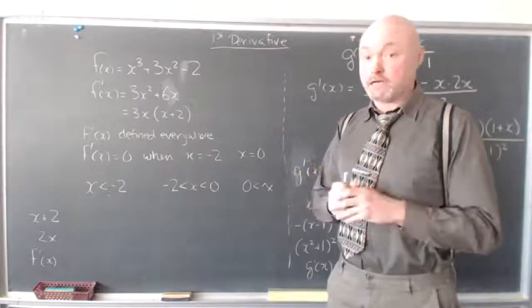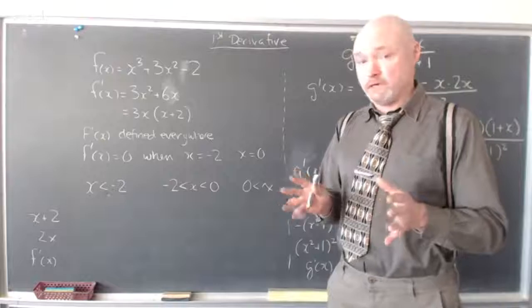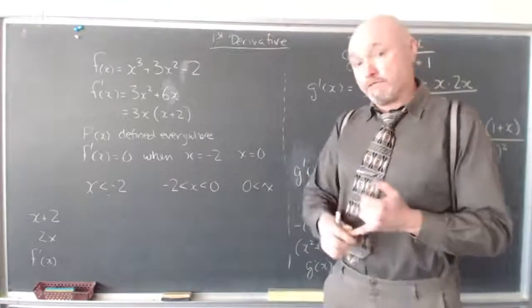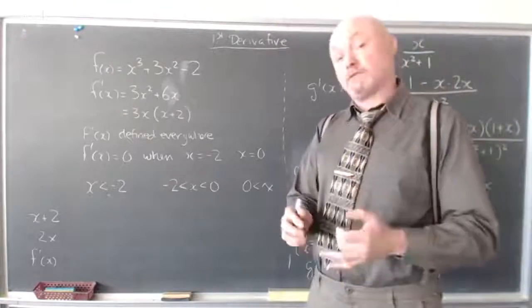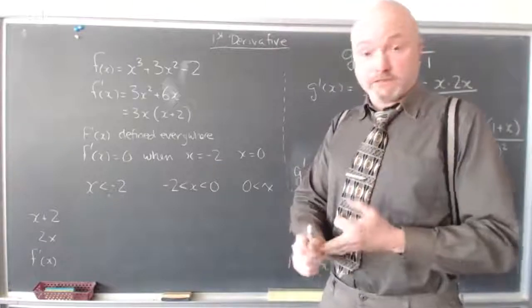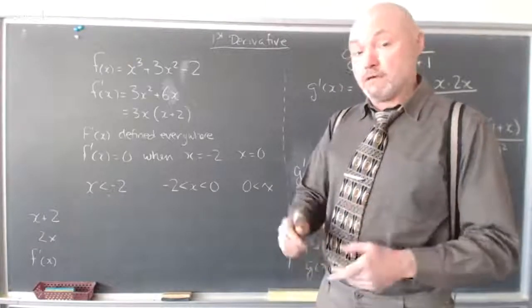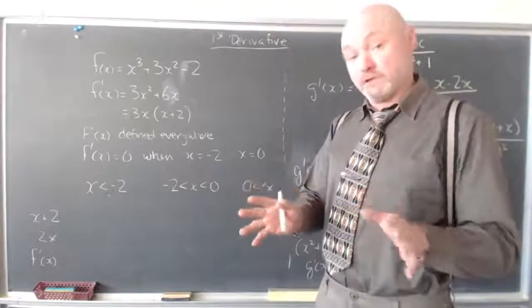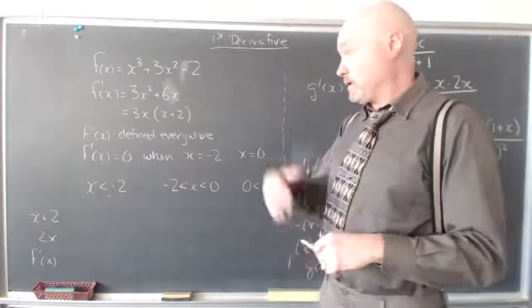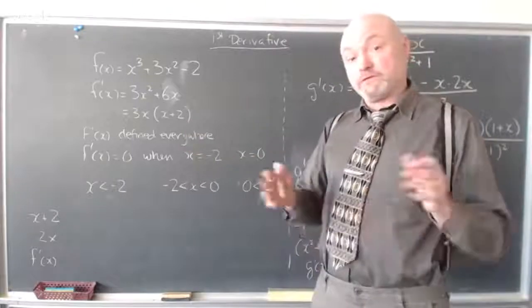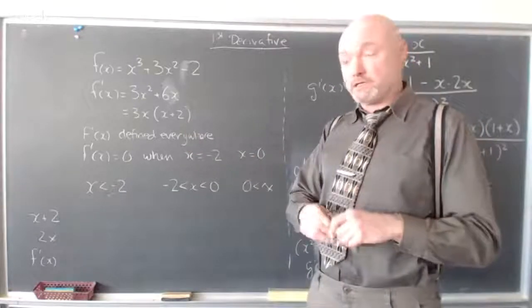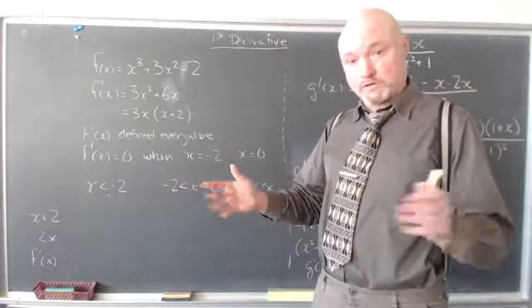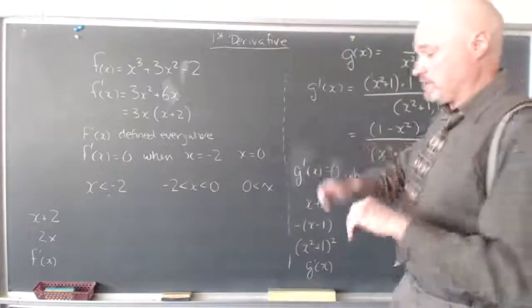So we're talking about the first derivative, and the one thing that we know is that when the first derivative is positive, that means the slope is positive, and that means the function is increasing. If the slope is negative, the first derivative is negative, and that means the function is decreasing. And so we can take the first derivative and find intervals over which a function is increasing or decreasing. So we have two examples.